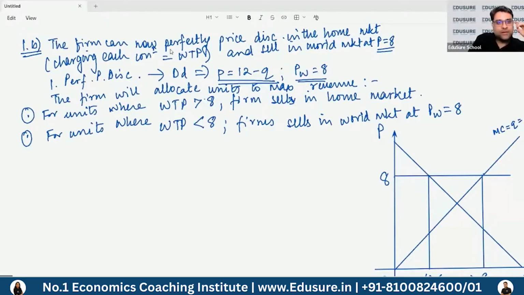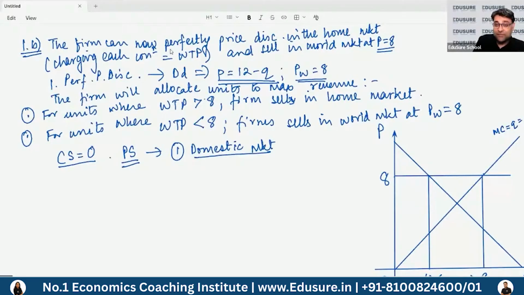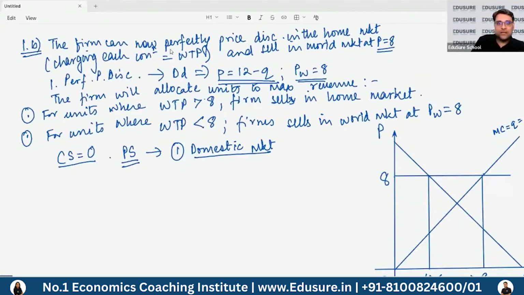Now, what will be the consumer surplus? Since it is perfect price discrimination, consumer surplus is equal to 0. What about the producer surplus? Producer surplus is divided into 2 parts. One is the domestic market. In the domestic market, each and every consumer is being charged a different price. So if I were to talk about it this way, this entire thing is the domestic revenue. That is integration 0 to 4, 12 minus x dx. This kind of integration has to happen because that is what it is. So the first 4 units are sold in the home market.